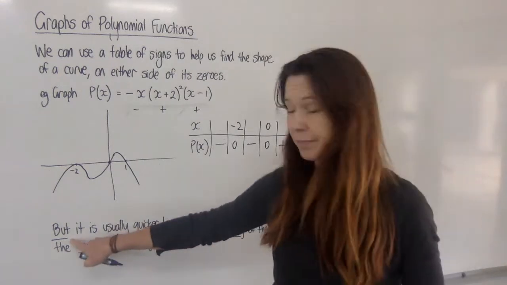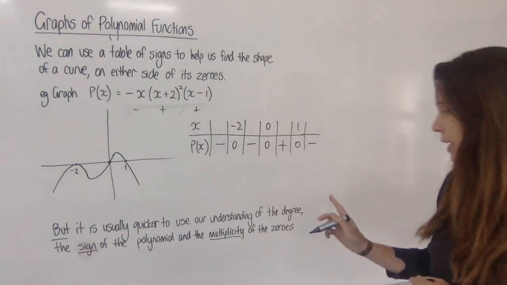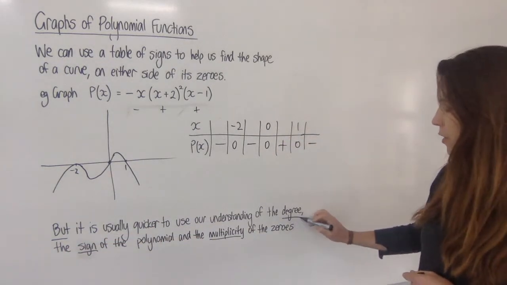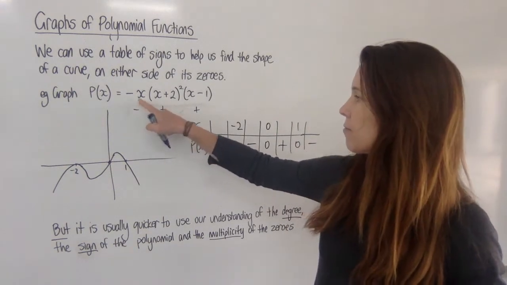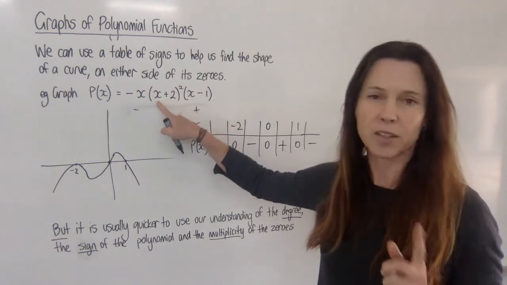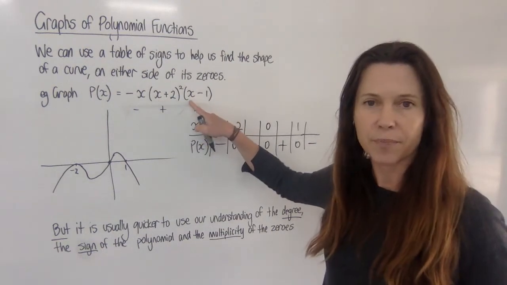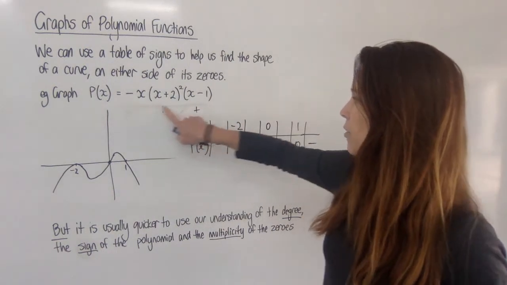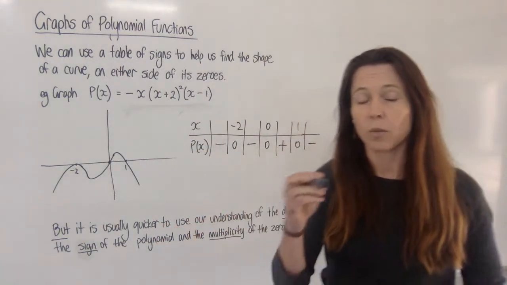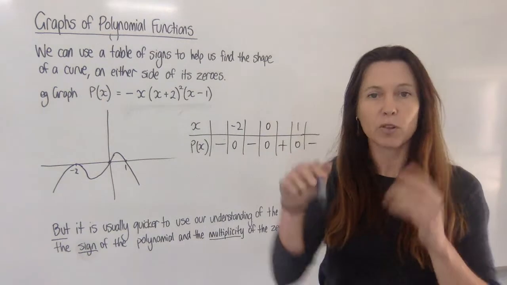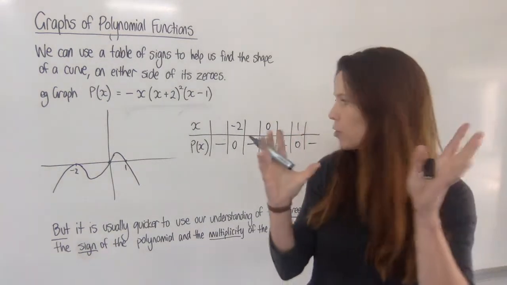But it's usually a lot quicker to use our understanding of the degree. Now, what's the degree of this thing? Well, it's got an x here. This part would expand out to give us an x squared, and here's another x. So altogether, this has got a degree of 4. So it's a quartic curve, isn't it? What do they look like? Well, it can be sort of a fat-bottomed parabola, or it can be a wobbly sort of W shape.